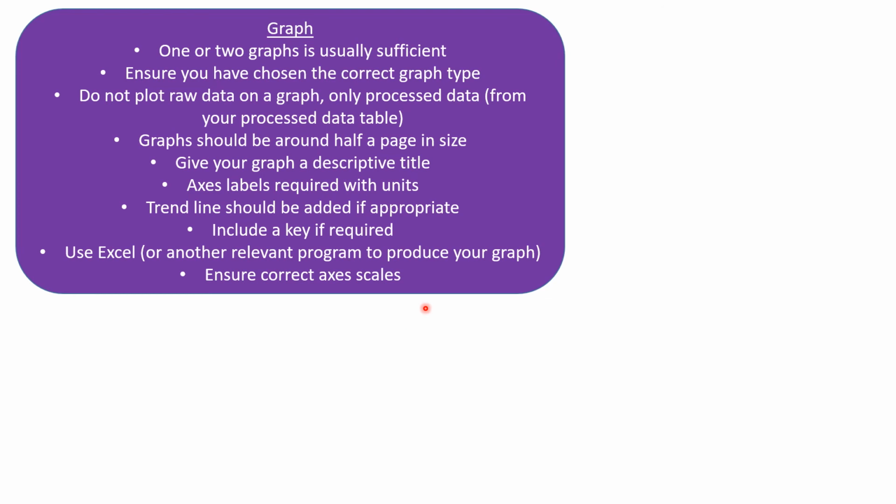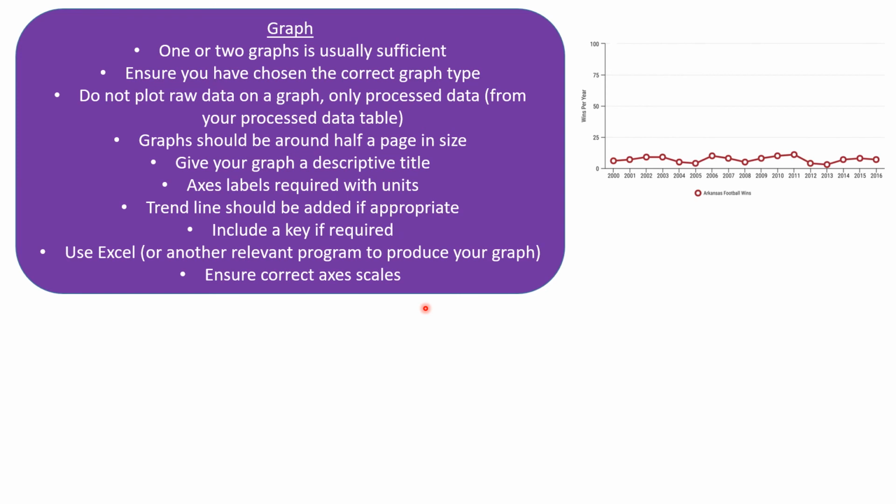Graph should be around half a page in size. I know it's easy to think, oh, I'll just make my graph smaller so that I save pages. Please make sure that we can actually see the graph. Make sure it's got a descriptive title. That should be easy. Label your axes with units. You need to add a trend line if that's appropriate to your graph type. If you've got more than 1 line or more than 1 bar on a bar graph, then you need to include a key. And make sure that you use Excel or another program to produce a graph. Don't hand draw it because it's 2020 now, right? And ensure that you have the correct axis scales.